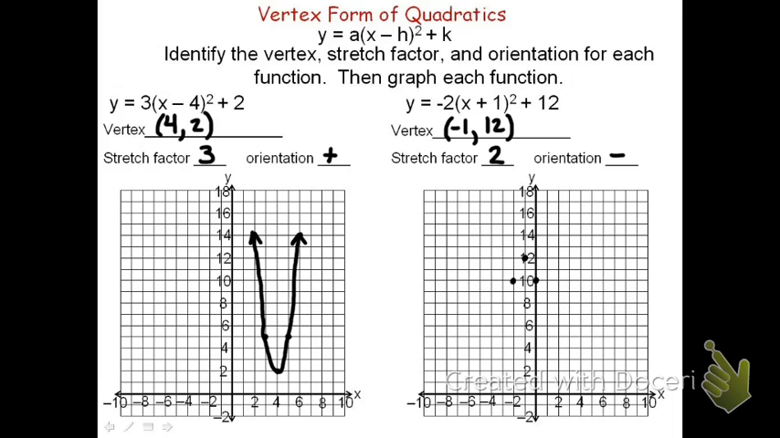When I go over 2 units, 2 squared is 4, times -2 is -8. I'm going to have to go down 8 units from the vertex. That would be over here, and again to the right. I can now plot my parabola. I hope this helps you to understand how to graph the vertex form for quadratics.